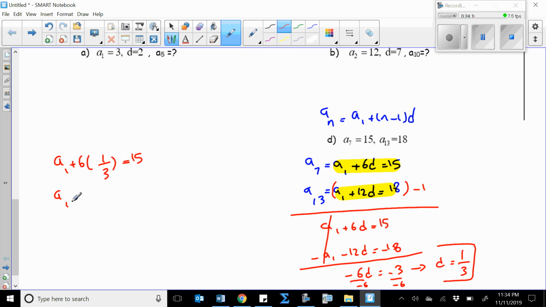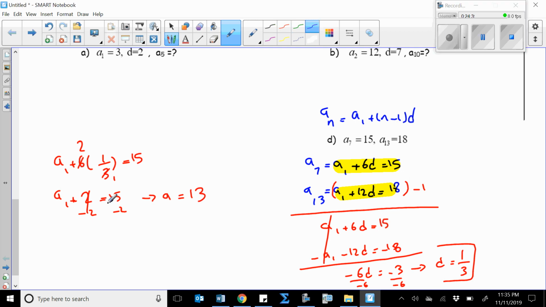a1 plus 6 times 1 over 3 will be simplified as this. 3 by 3 is 1, 6 by 3 is 2. So it will be just 2. a1 plus 2 is 15, and subtract 2 from both sides. From here, a1 will be equal to 13.